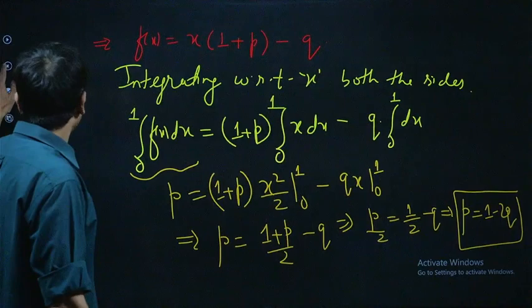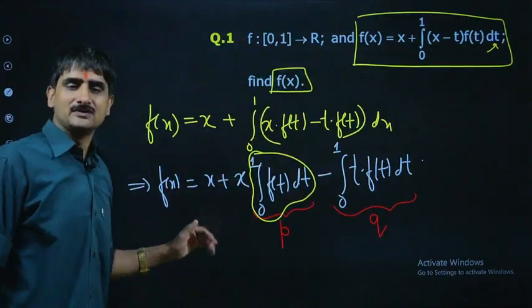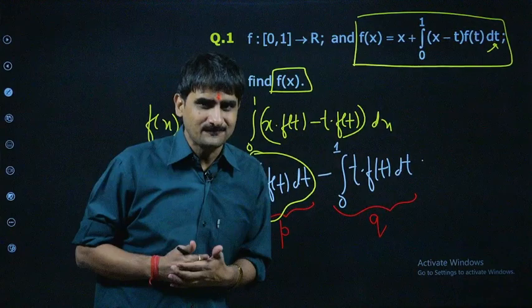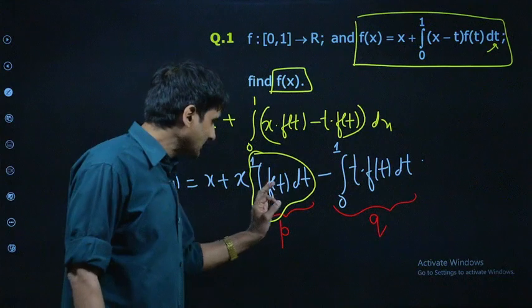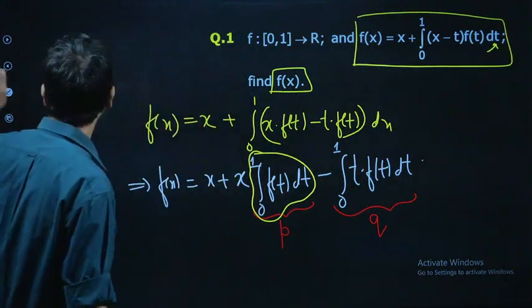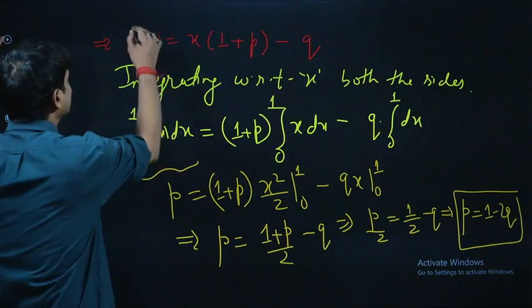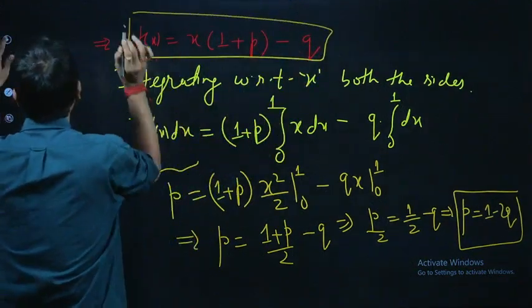See, the target here is to get f(x), since we don't know it. Until we know f of x, how can we integrate it? So the point is to get p and q here. Now for q, I will first multiply this by x on both sides.